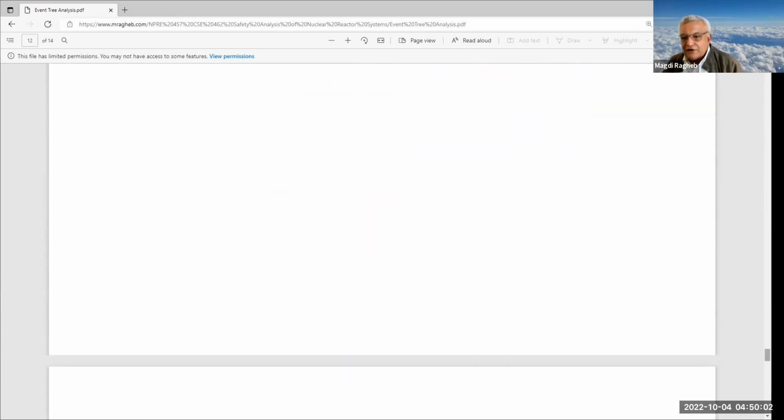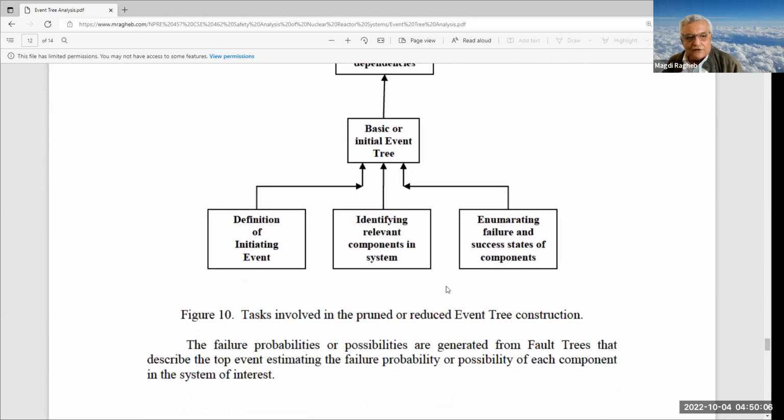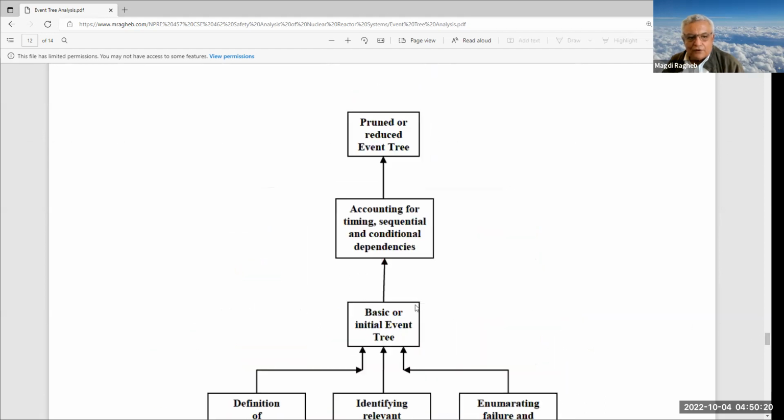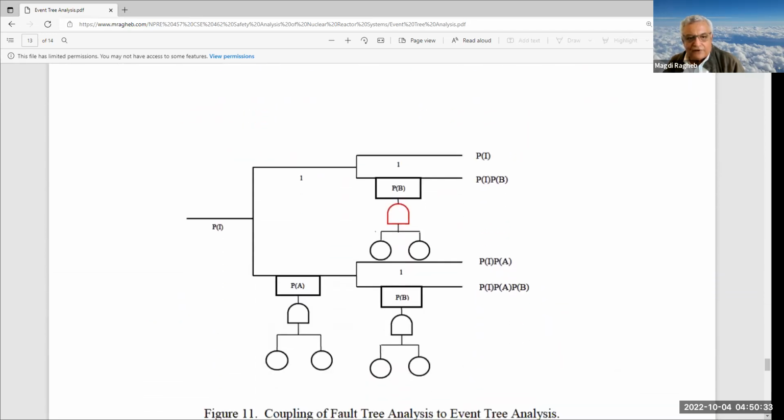How do we construct an event tree? As I suggested, it's an art and a science. We've learned a little bit about the science. You start by the definition of the initiating event. That's very important. You identify the relevant components in the system, which means that you know about how the system functions. You enumerate the failure and success states. You create a basic event tree. You prune the tree by accounting for logical events. You get the pruned event tree, and you are ready to calculate the probabilities or the possibilities of failure.